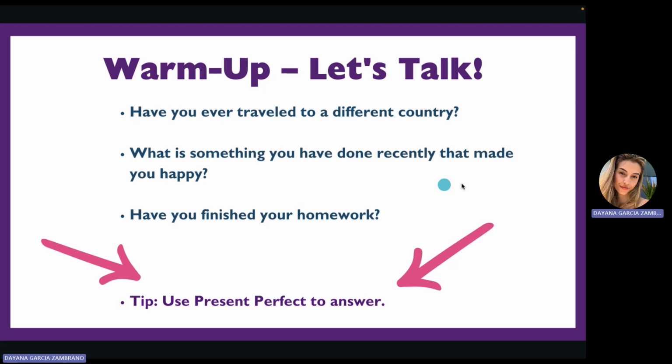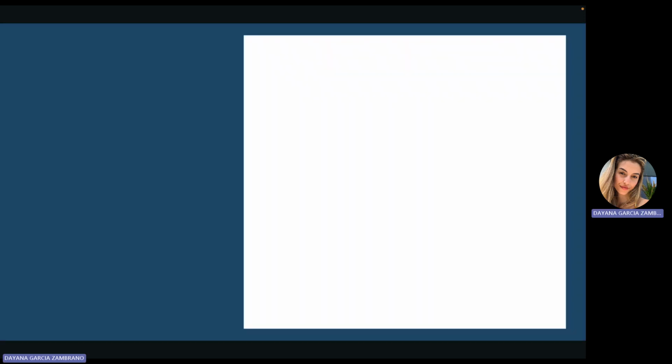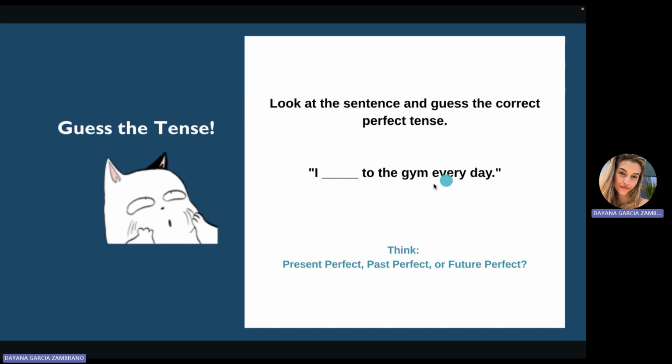The questions are: have you ever traveled to a different country? What is something you have done recently that made you happy? Have you finished your homework? And when they finish, and we talk about what we're going to see in class, then comes an activity to see what the student knows about the topic.